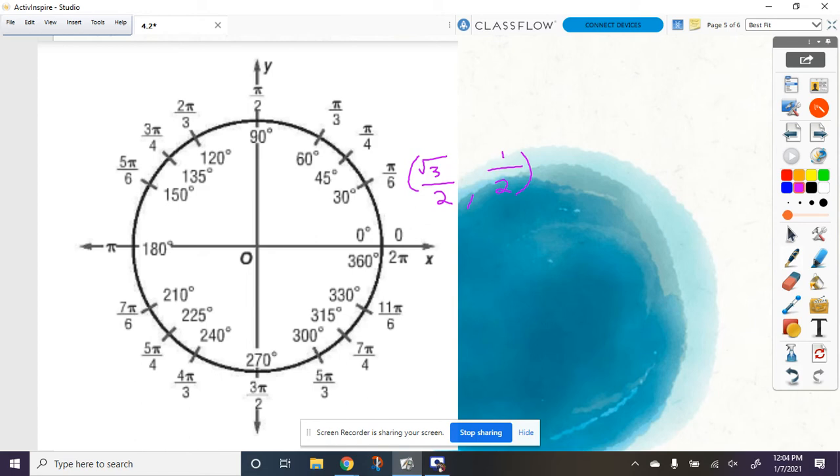Do you see where I'm getting that from? Like I said, this is just another way of writing our sines and cosines without having to label sine and cosine every single time. All right? So then what did we say that our sine and our cosine were for 45 degrees?